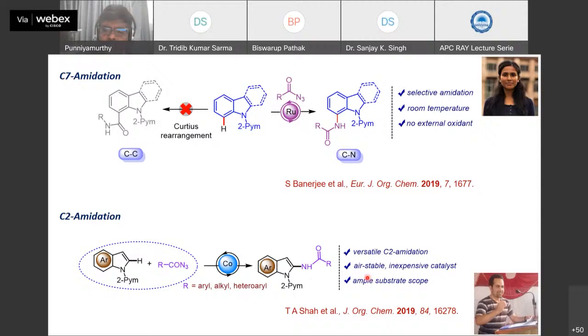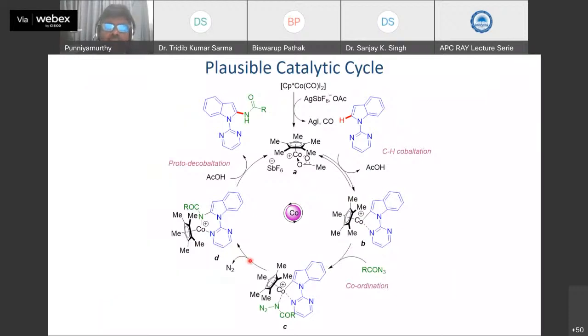Otherwise, you can have a very good substrate scope here, and you can use a cobalt-based catalyst system. That's the only difference. When you go for the reaction pathway, you can make this easily. And as we have seen earlier, this reacts with sodium acetate and this salt to form this cationic cobalt carboxylate complex.